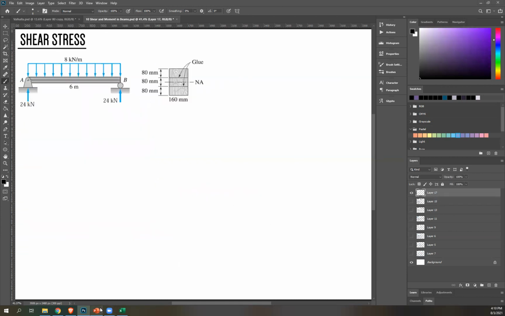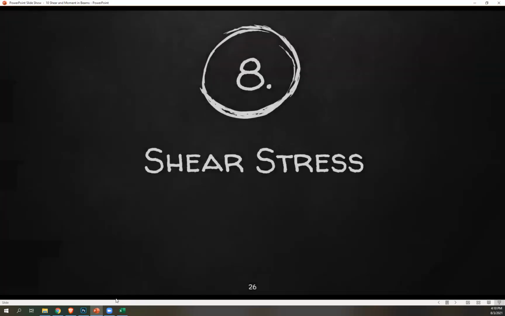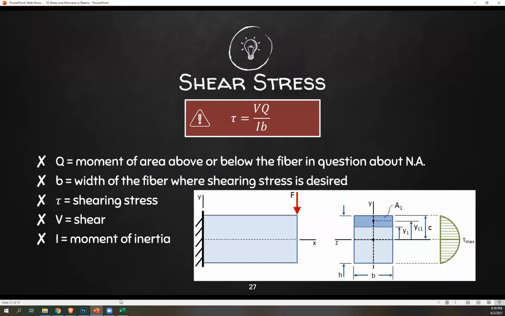Shear stress. So we're done with flexure stress. Next is shear. So this is now our equation. Earlier it's MC over I, or MY over I, or M over S. Now it's VQ over IB. And our symbol is tau since it's shear stress. So it's the same symbol as your earlier topics.